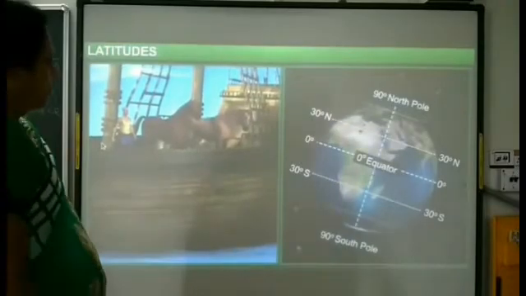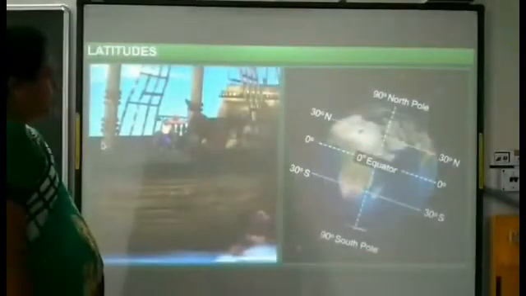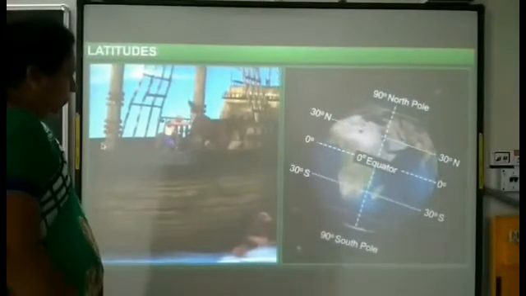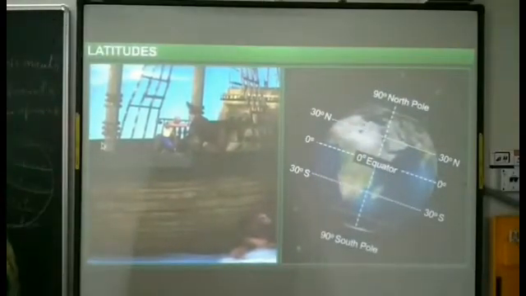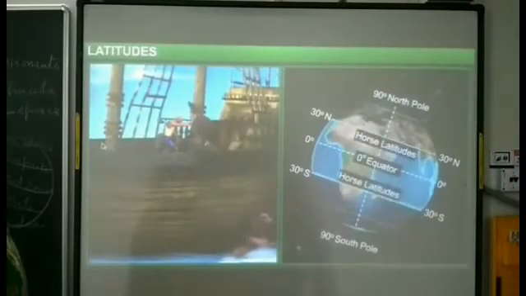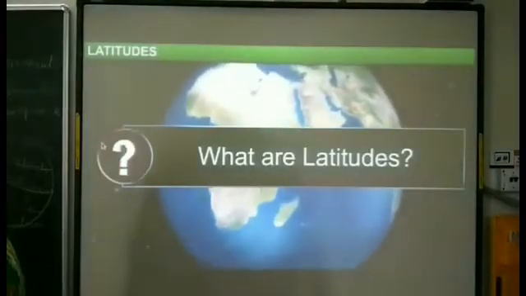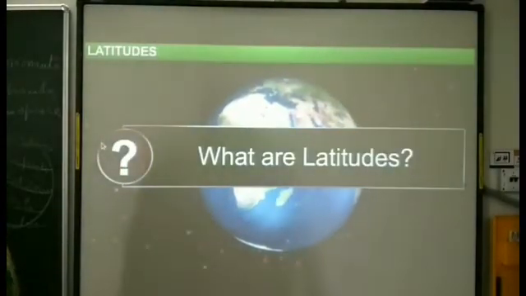You know what the crew did in such cases? They threw the horses overboard. To this day, this stretch of ocean is referred to as the horse latitudes. So, what are these latitudes that we are talking about?